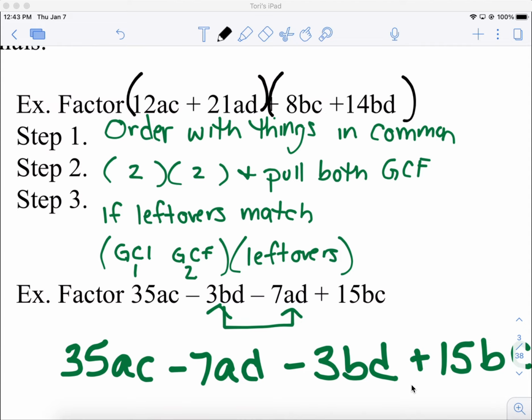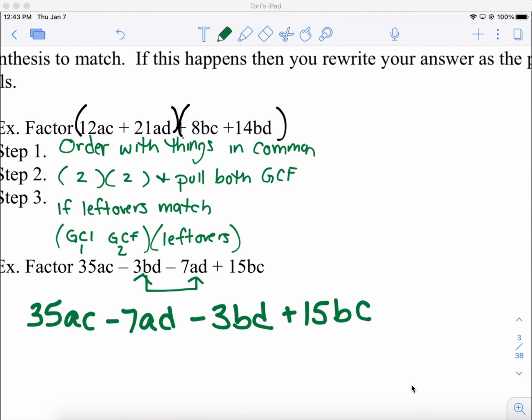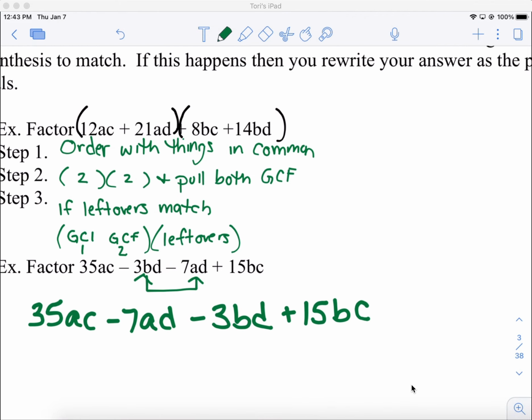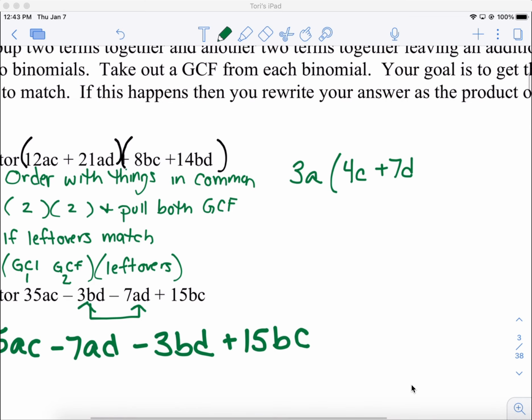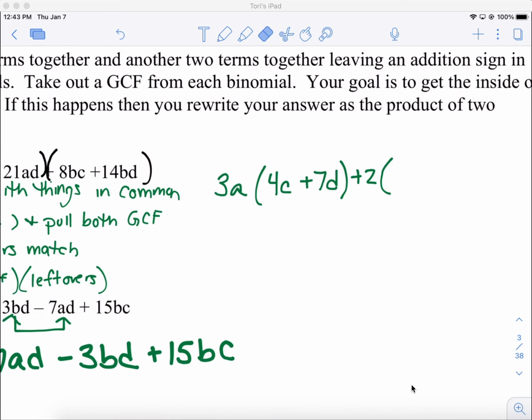Okay, so from there, we will pull out the GCFs that they have in common. So the first 2 guys have a 3 in common and an A. If I pull that out, I'm left with 4C plus 7D. For the second ones, they both are divisible by a positive 2. I could take that out. I can also take out a B. When I do so, I'm left with a positive 4C, and a positive 7D.